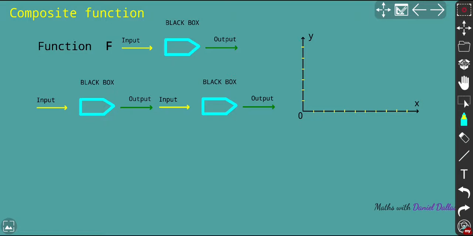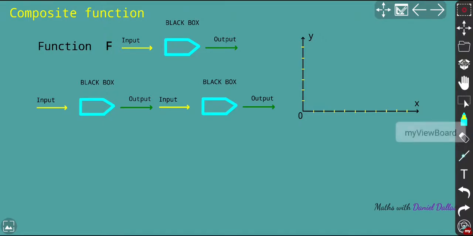And what if we want to construct a composite function? All right, normally in different systems they consider not just a simple input and output. They have basically compound functions or composite functions. For example, let's consider a function f. It works like this: input, some black box with a certain rule f, and output.